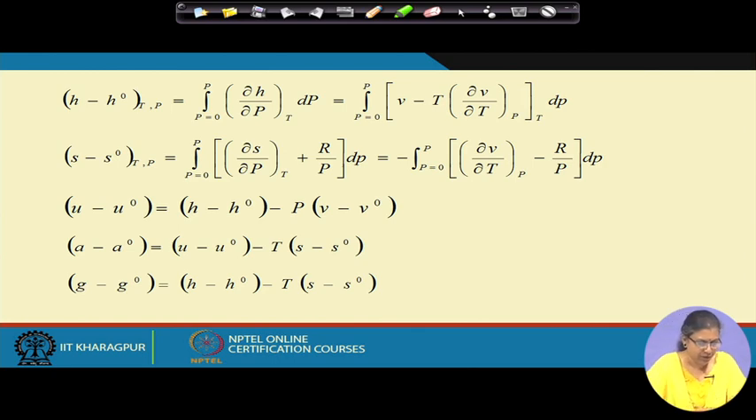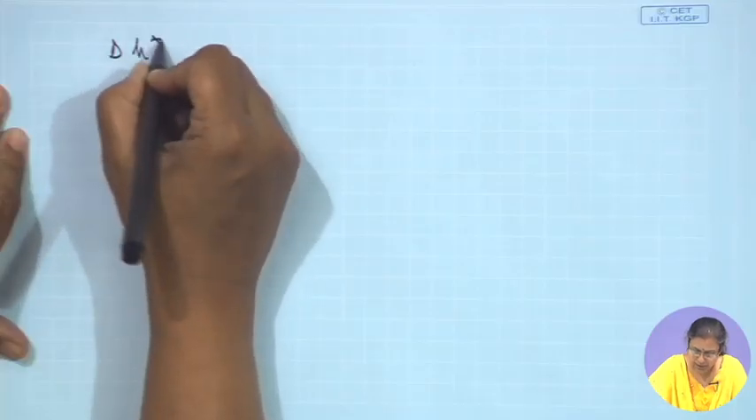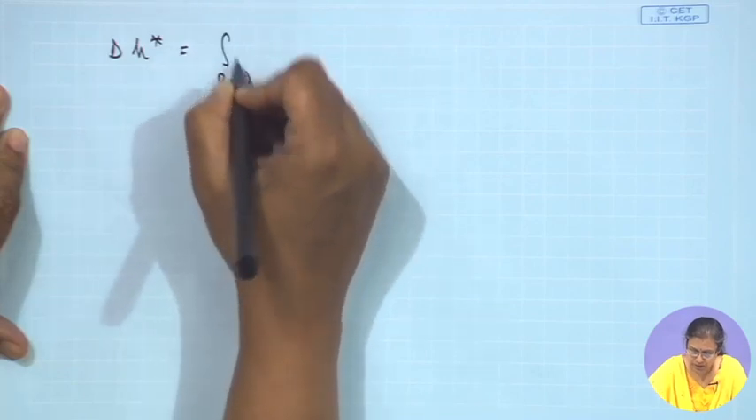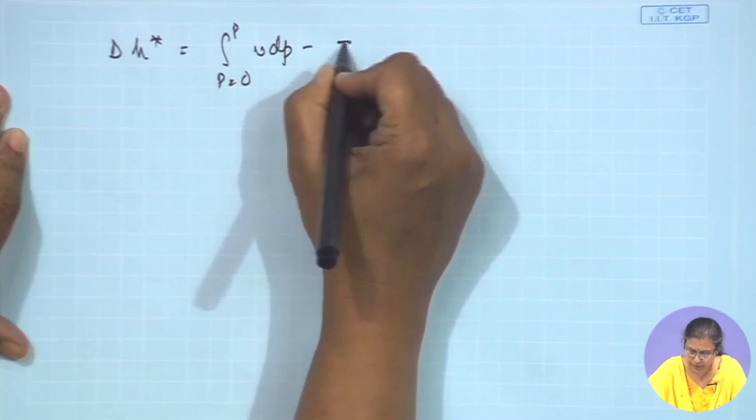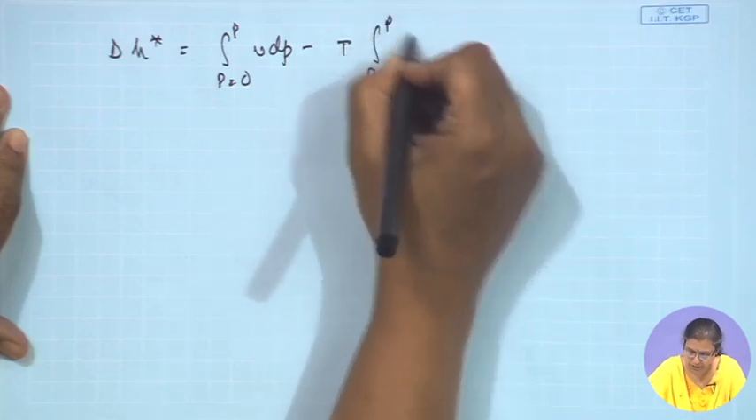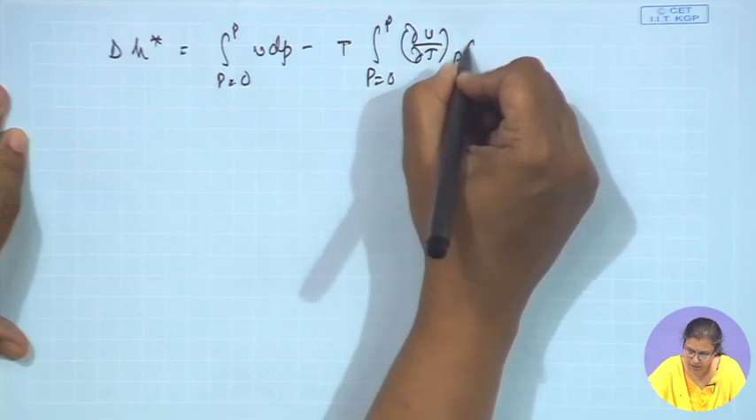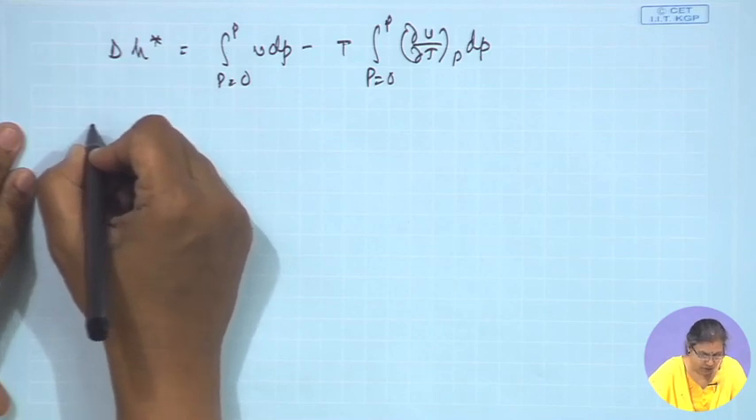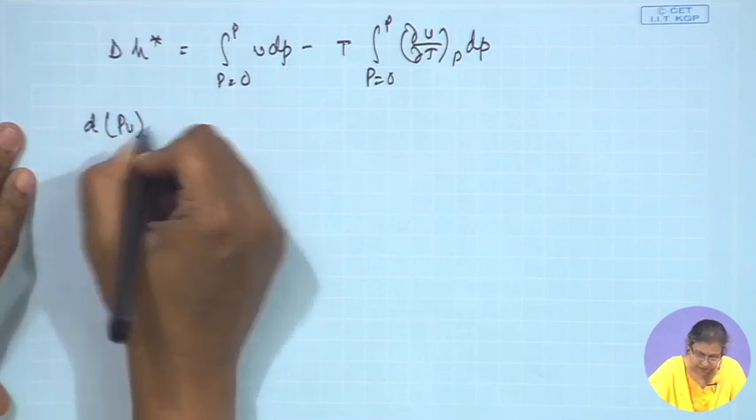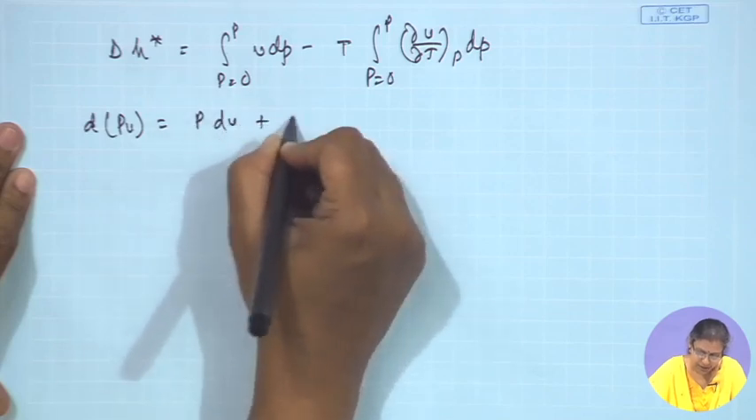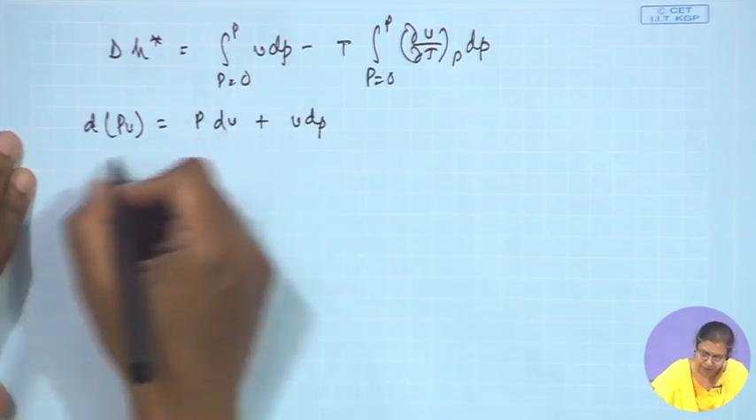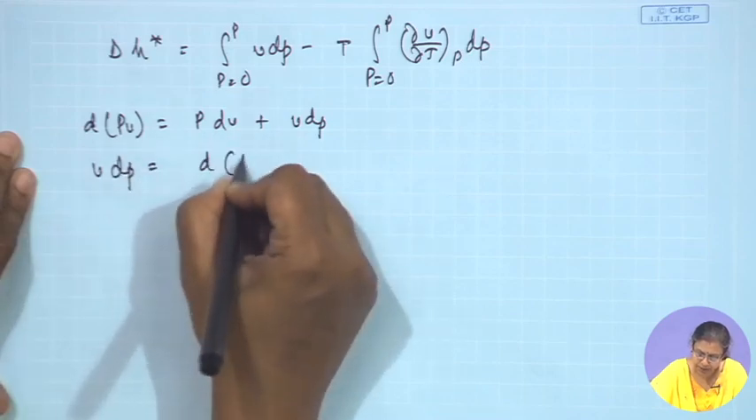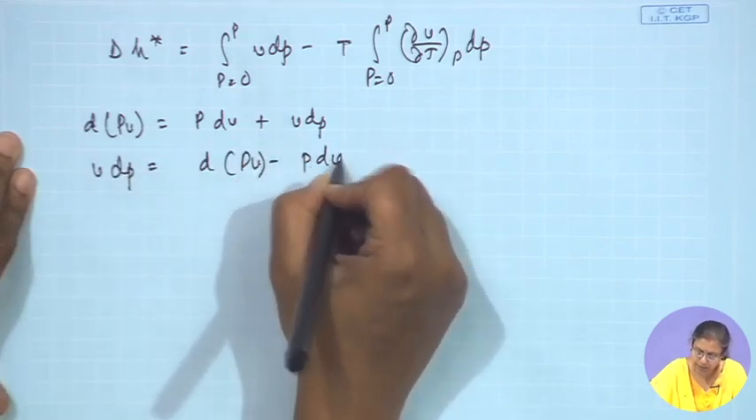What do we know? We already know that from these equations, I will write down delta H star once more so that it becomes easy for you to follow, and I also have this in front of me. What do we know already? We know that d(PV) can be written as PdV plus VdP. So instead of VdP, we can write it as d(PV) minus PdV.